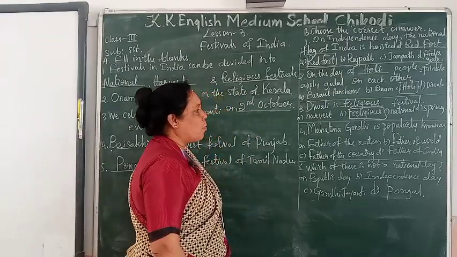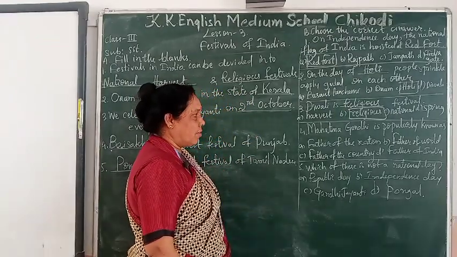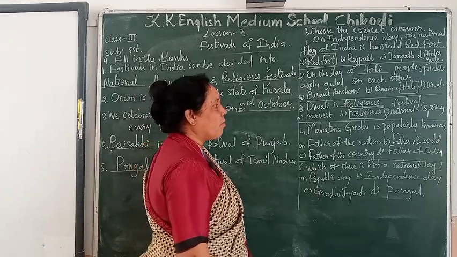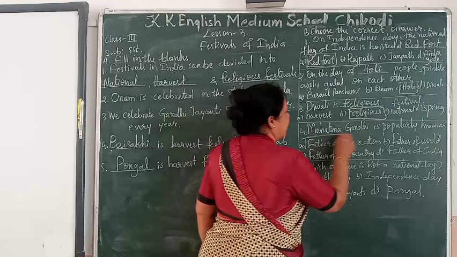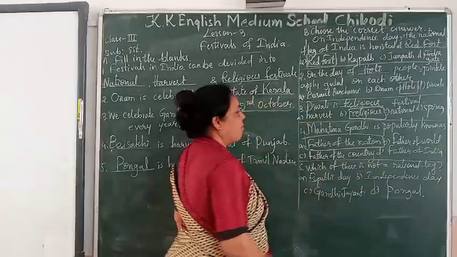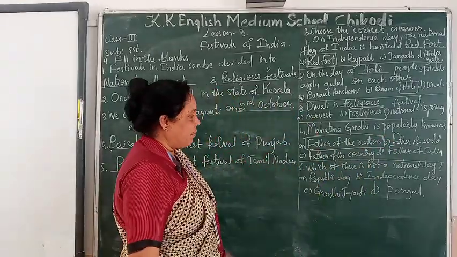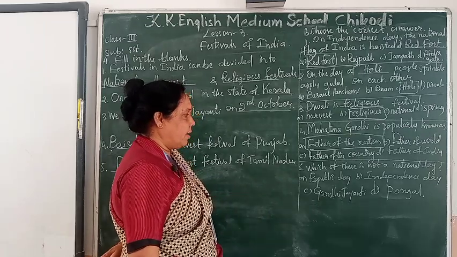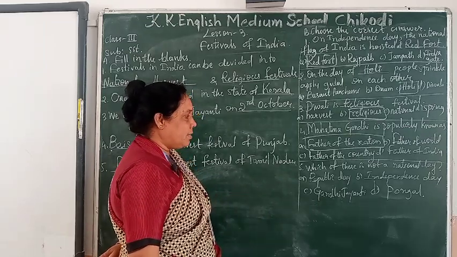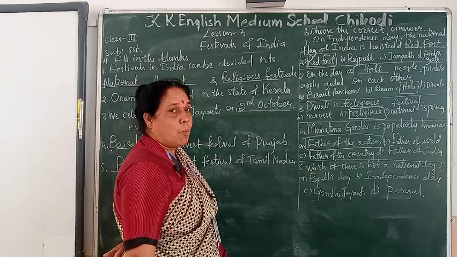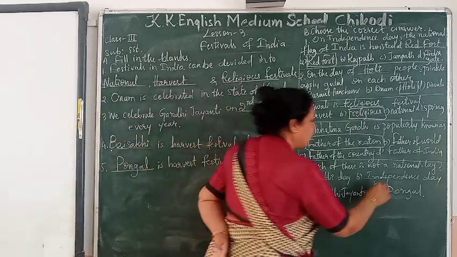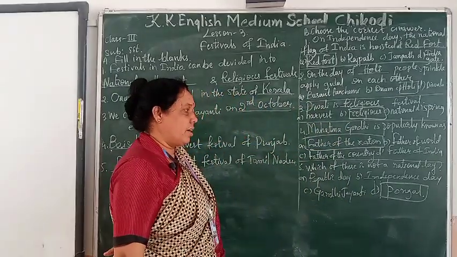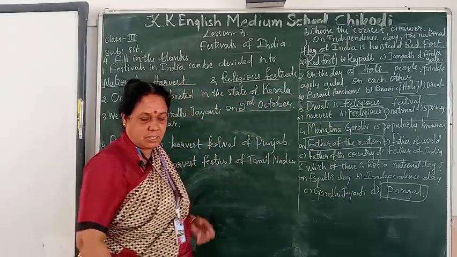Mahatma Gandhi is popularly known as father of the nation, father of God, father of the country or father of India. Mahatma Gandhi is known as the father of the nation. Which of these is not a national festival? Republic Day, Independence Day, Gandhi Jayanti, Pongal. Here Pongal is not a national day. Pongal is the harvest festival.